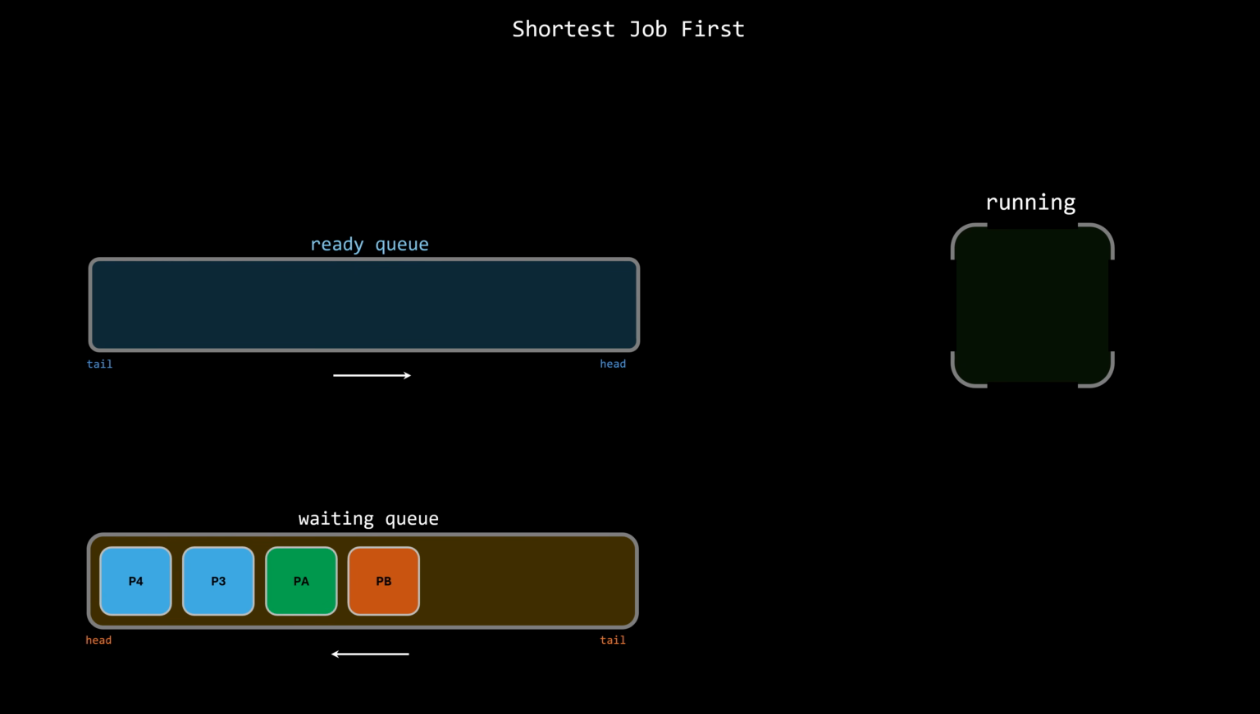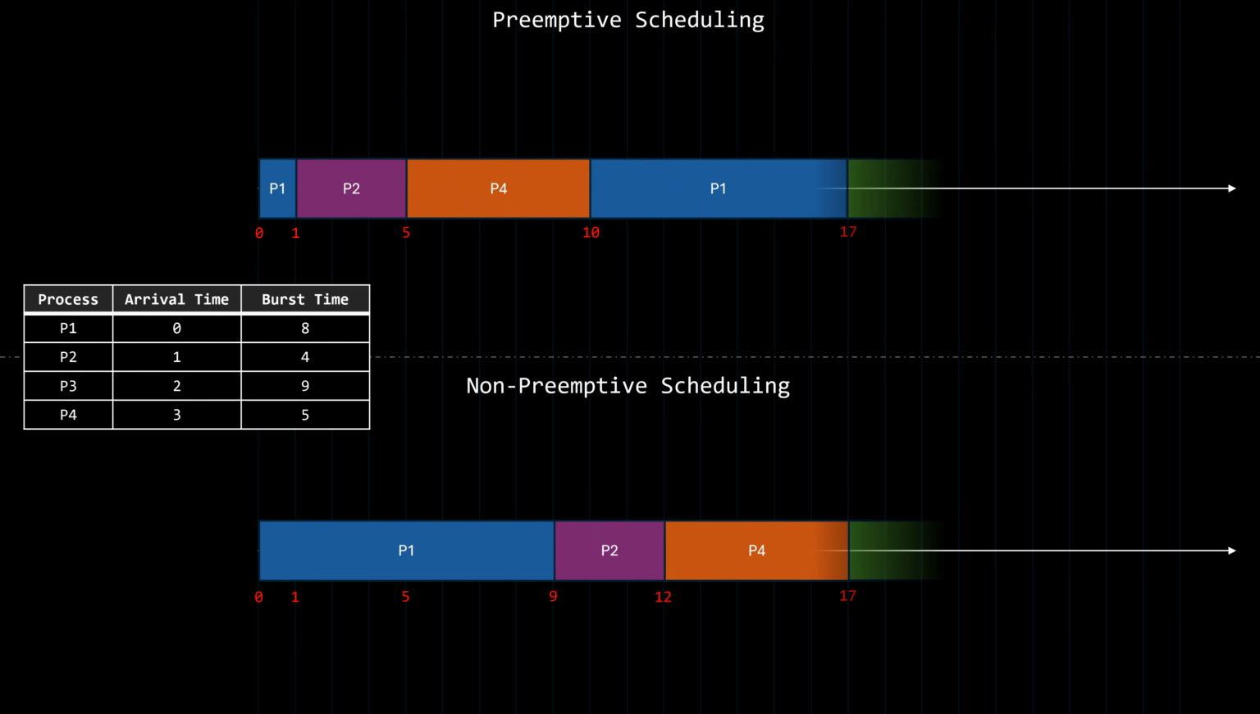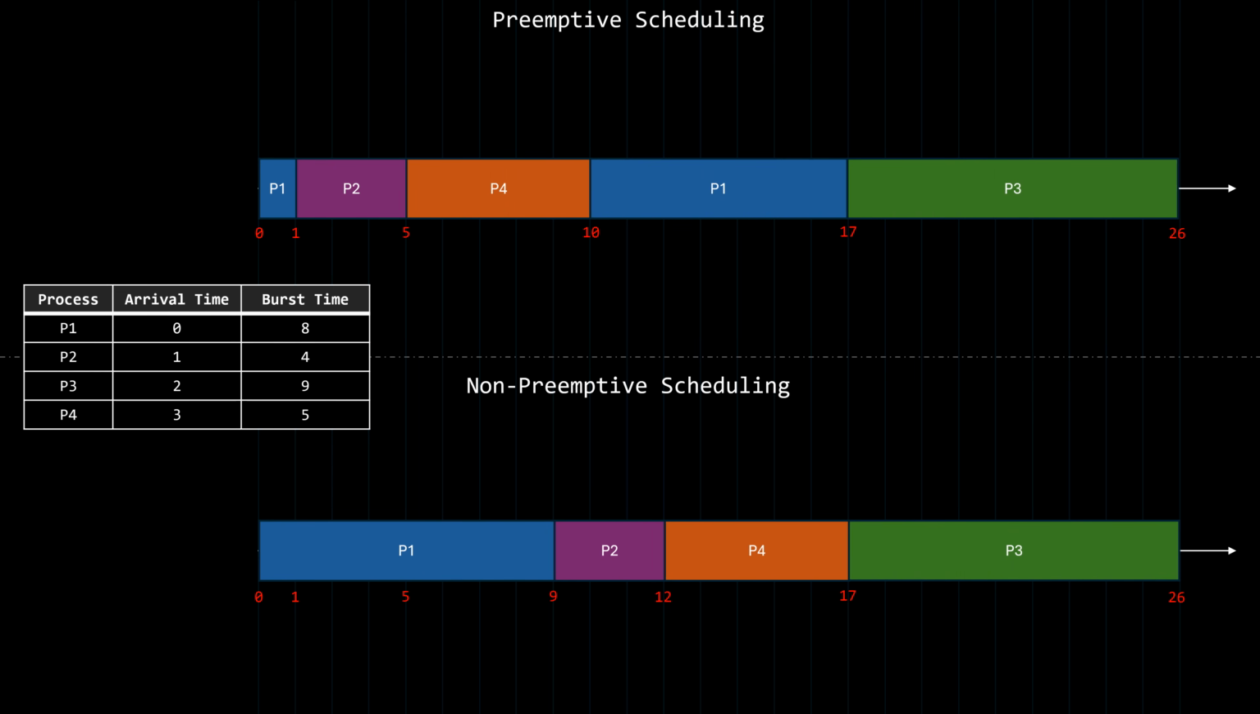This is not a trivial decision, as the execution order of processes can change depending on whether the shortest job first algorithm is preemptive or non-preemptive. And now that we understand preemption, let's discuss why it is the default choice in modern systems.